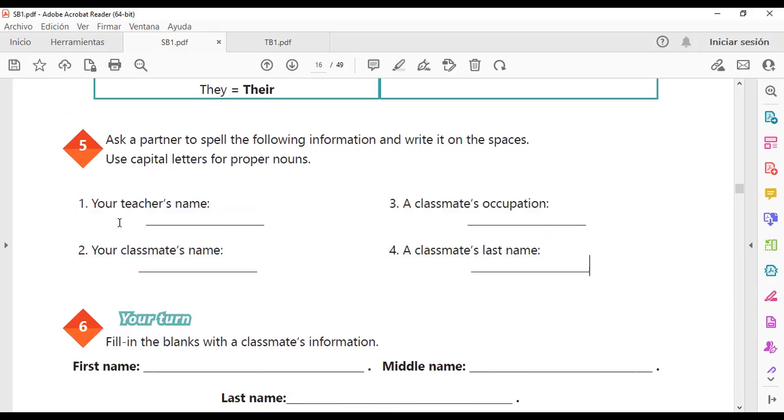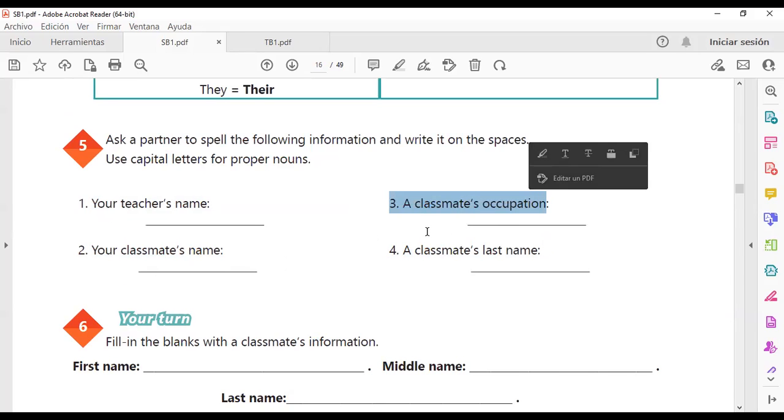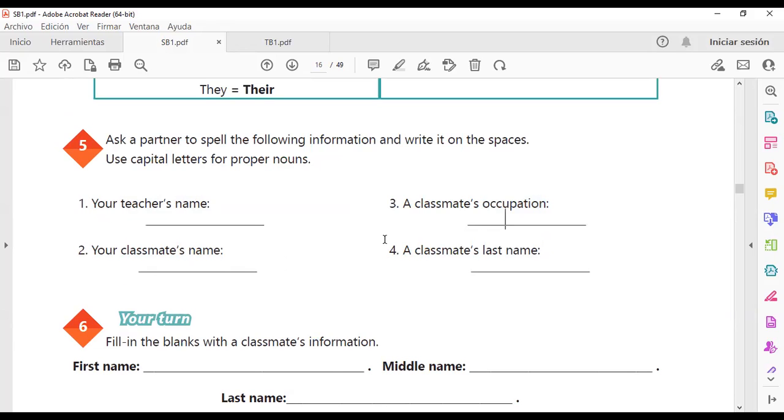Now, for example, you know my name, right? What's your teacher's name? Your name. Well, okay. Then you will ask your class, hey, what's your name? Okay, and so you will type or you will write down his name. Now, then you will ask, hey, what do you do? Or what's your occupation? Okay, you will include his or her occupation.